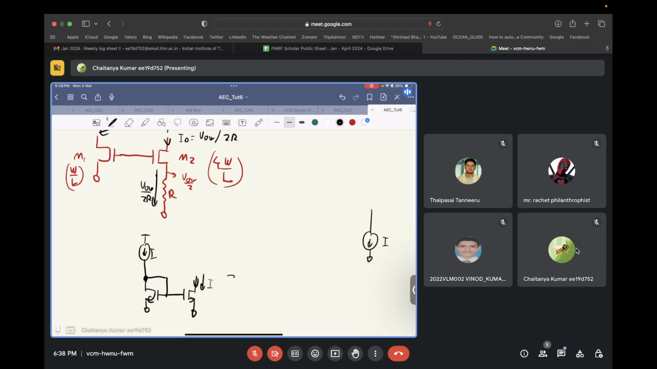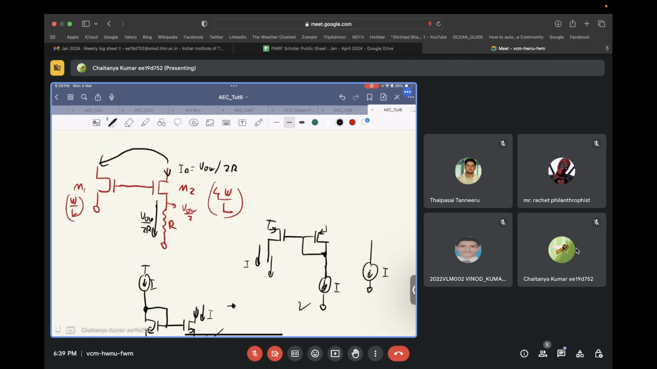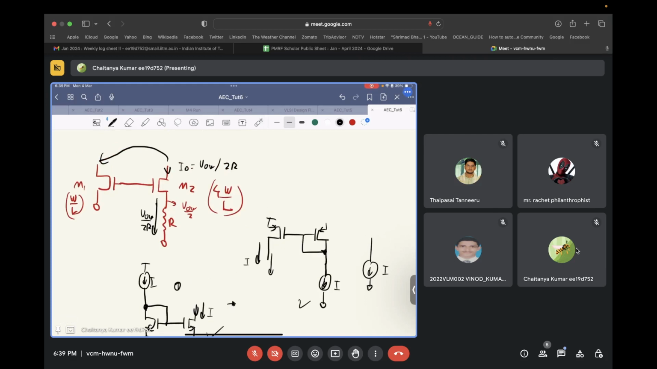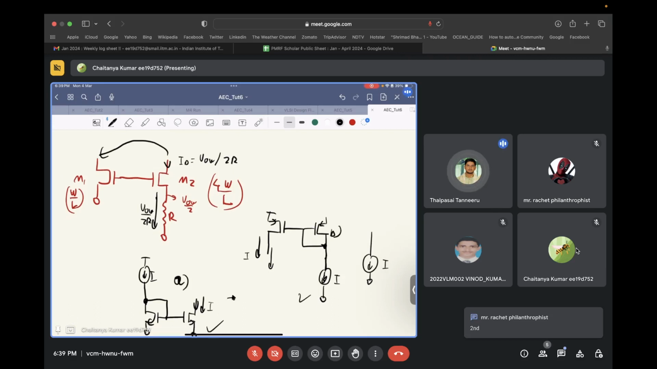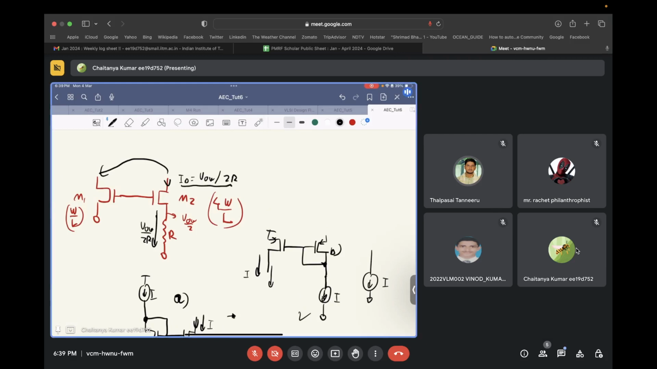Alternatively, if you have a current that is going to ground and coming from some other place, and you need to mirror this, you need to use a PMOS current mirror. And wherever this circuit connects, that branch will have current I in it. So out of this and this, which one can you use in this particular red circuit? This is A, this is B, the second one. PMOS, correct. So this ID of V overdrive by 2R, you need to bring into transistor M1.